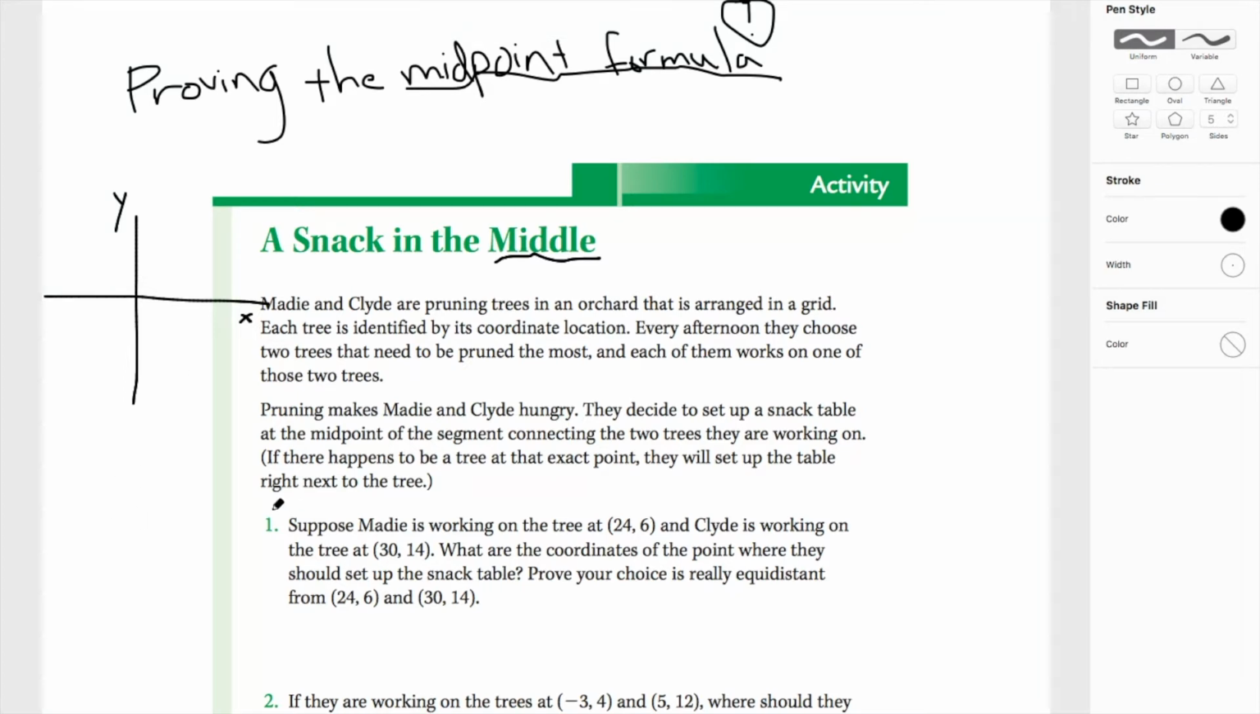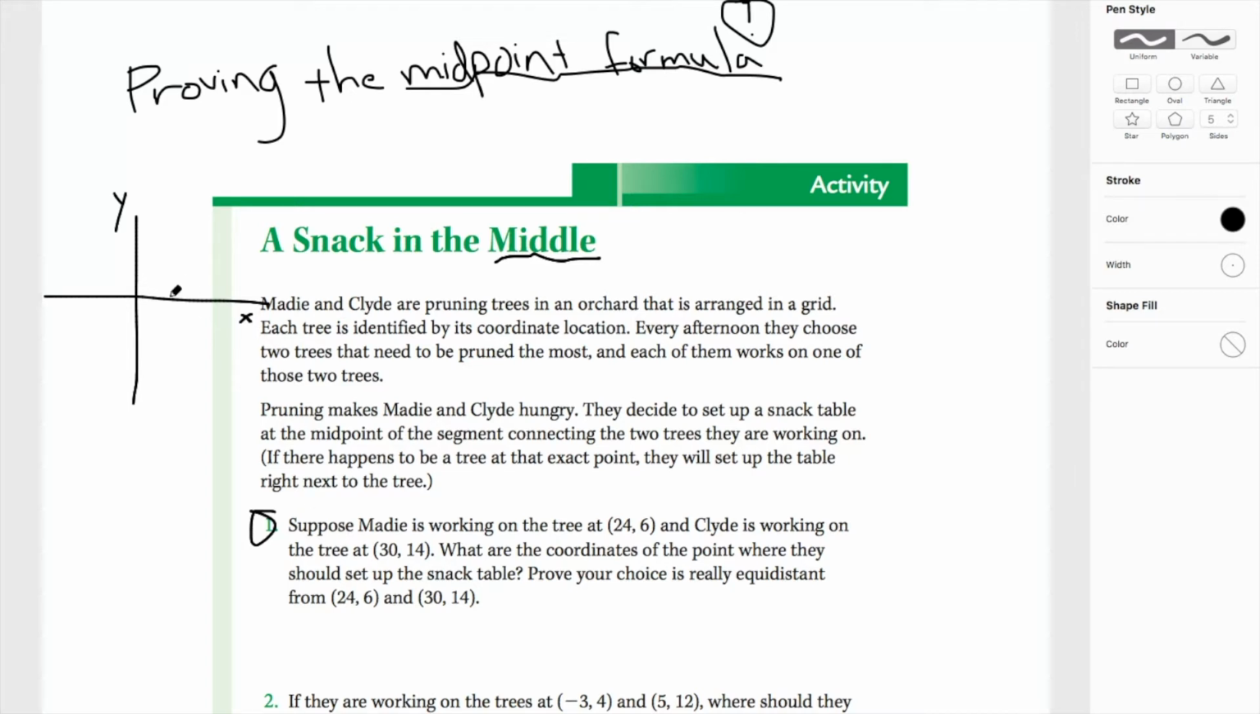Anyways, let's do number 1 here. Suppose Maddie is working on a tree at (24, 6) and Clyde is working on a tree at (30, 14). What are the coordinates of the point where they should set up the snack table? Prove your choice is really equidistant from (24, 6) and (30, 14).